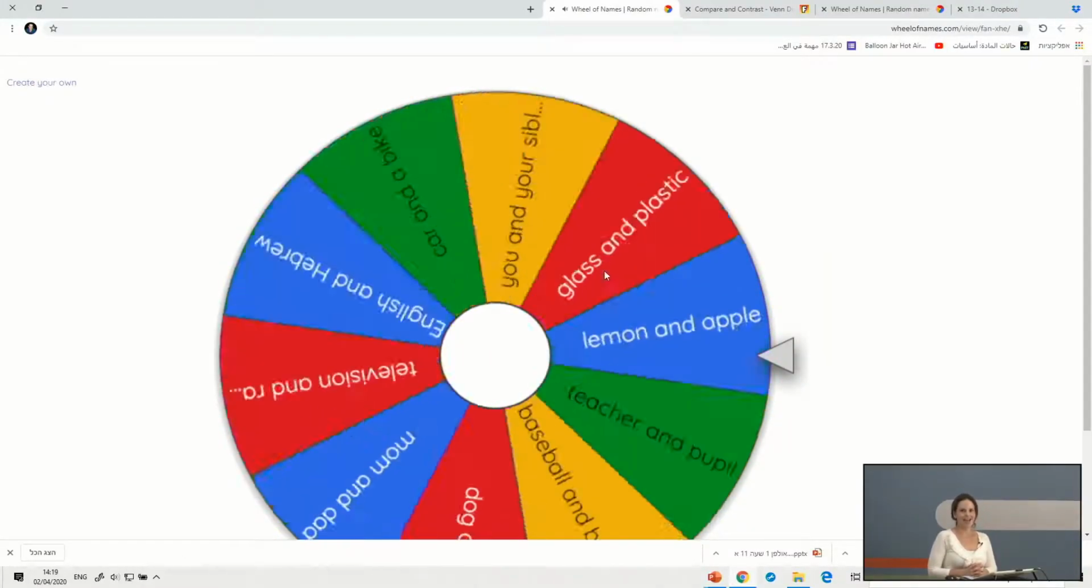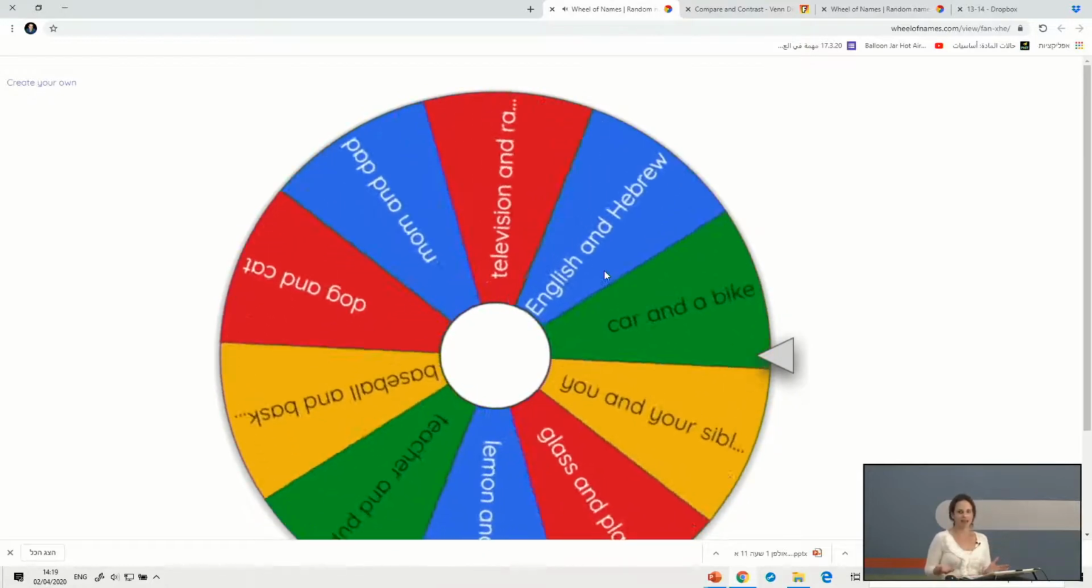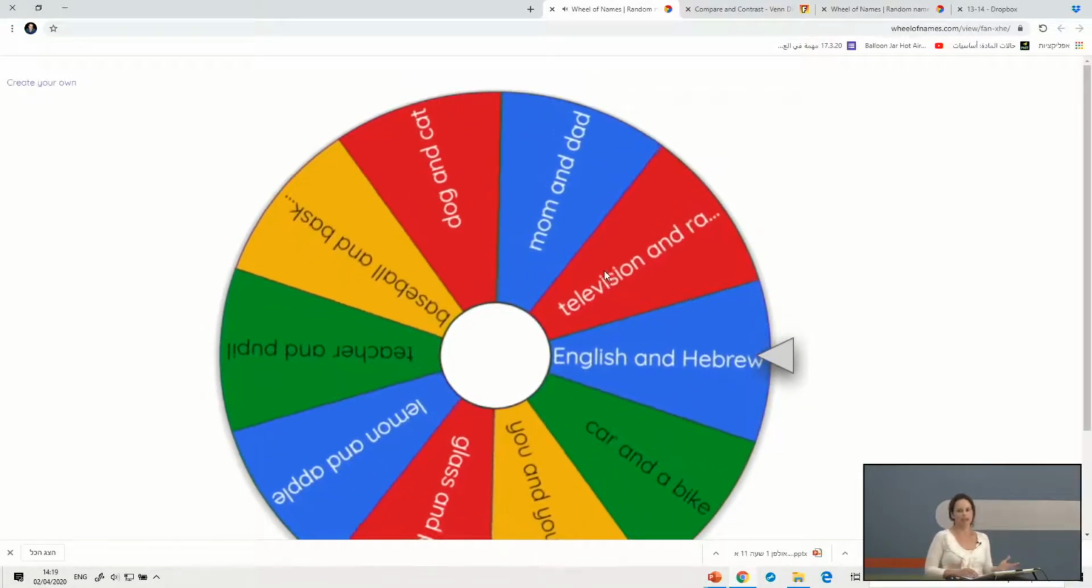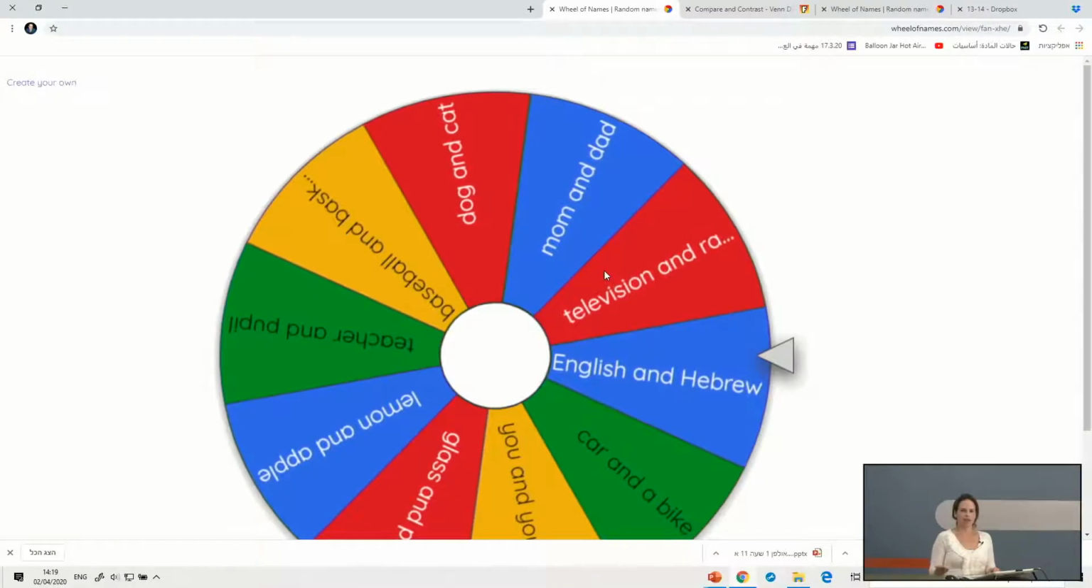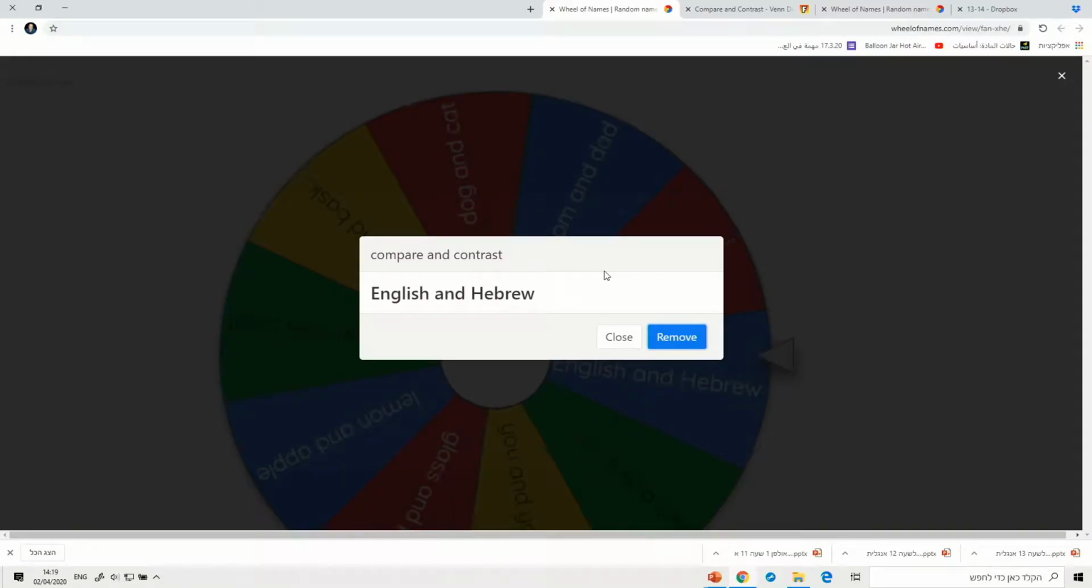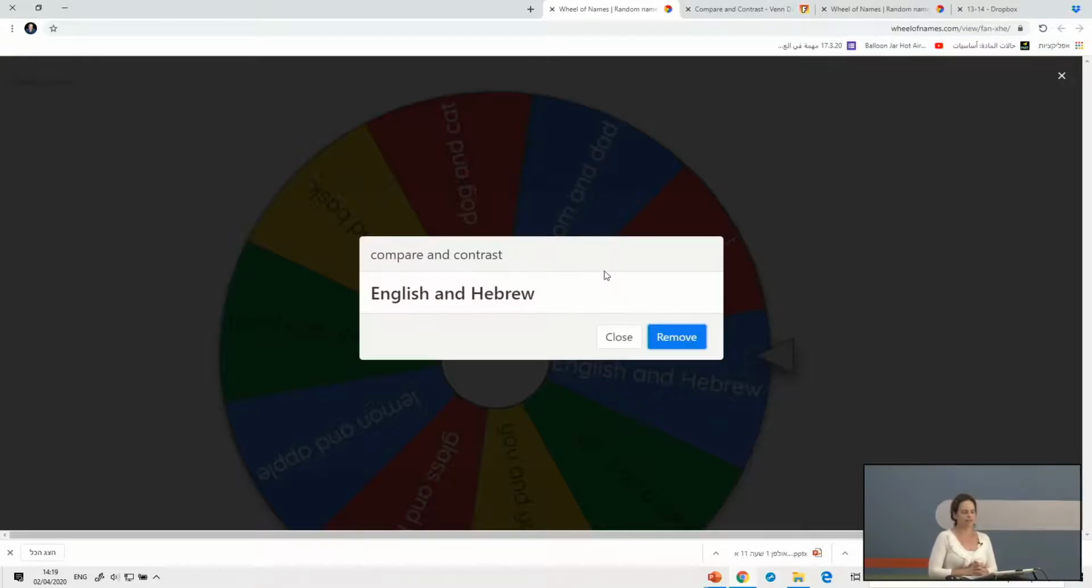Are you guys getting this down? Do you remember what compare is and what contrast? Remember, compare, we say how they're the same. Contrast, we say how they're different. Here's another topic, English and Hebrew. Let's compare and contrast them.